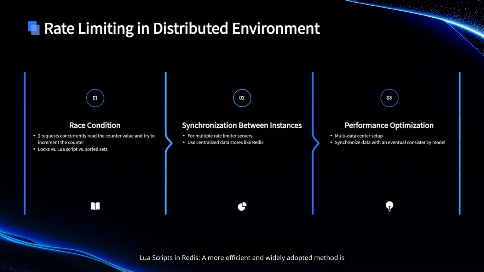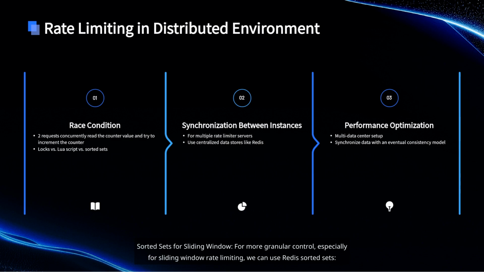Lua scripts in Redis. A more efficient and widely adopted method is to use a Lua script that combines the read, check, and increment steps into one atomic Redis operation. This eliminates race conditions without locking and is used by systems like Kong and NGINX.